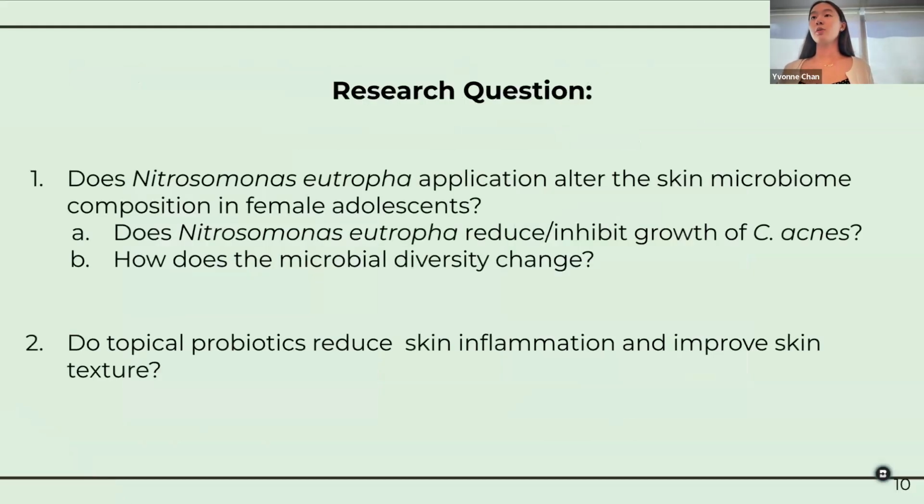And so for my research question, I'll be looking at how Nitrosomonas eutropha application alters the skin microbiome composition in female adolescents. Does Nitrosomonas eutropha specifically reduce and cause an inhibition of growth of Cutibacterium acnes? And how does the microbial diversity change, which research shows directly relates to the health of the skin microbiome? And do topical probiotics reduce skin inflammation and improve skin texture?